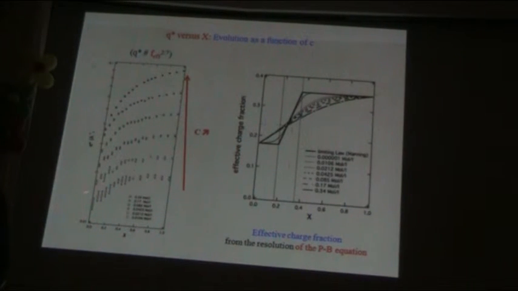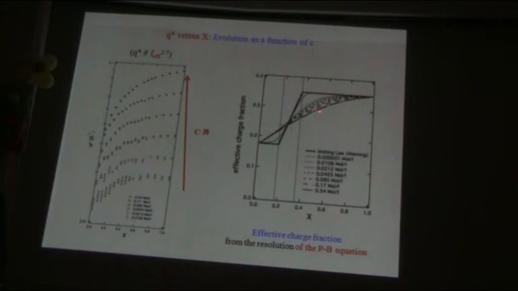Sorry. Here you see that when you increase the concentration, the shape of this curve, the Q star versus the fraction of monovalent counterions, changes. That cannot be explained by the Manning-Oosawa model, because the Manning-Oosawa model proposed some strange curve like that. But you can explain it using another model, a mean field model, the Poisson-Boltzmann. If you solve the Poisson-Boltzmann equation to obtain the effective charge, you will obtain that.